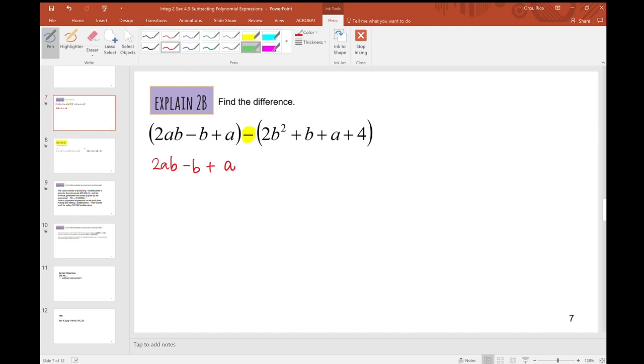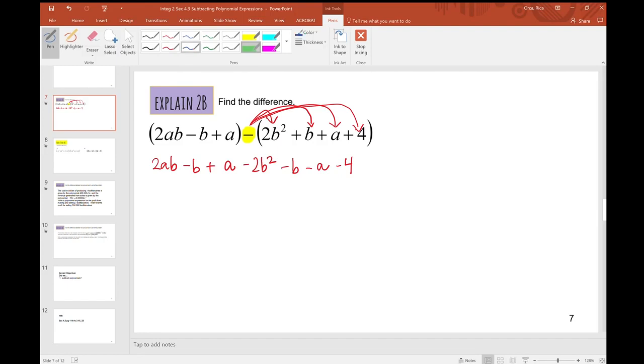In our second polynomial, we have the negative in the front, so let's go ahead and distribute that negative in. The negative times 2b squared is negative 2b squared. The negative times b is negative b. And the negative times a is negative a. The negative times 4 is negative 4. So now let's combine like terms.